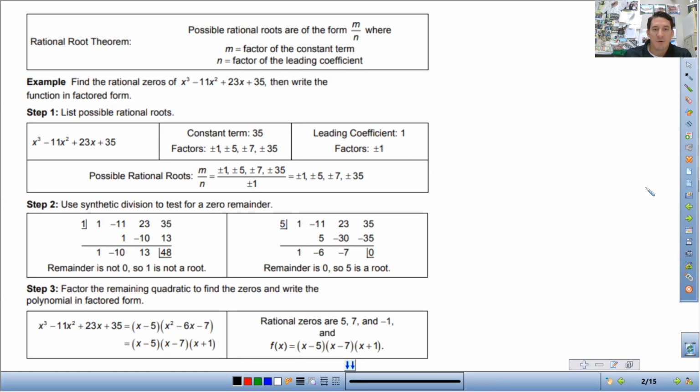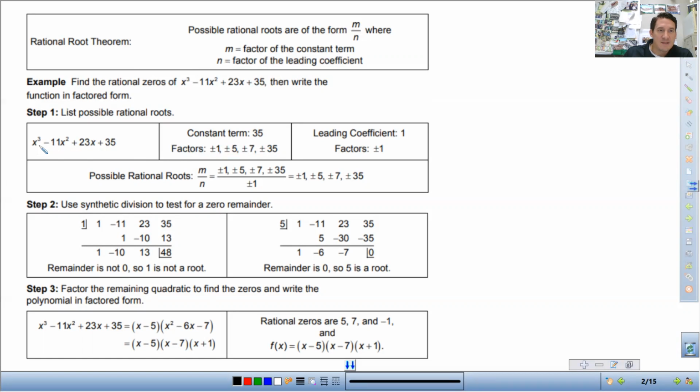Here are step-by-step directions. I'll have a printout of this in class so you don't need to write it all down. But basically, the first step to solving a polynomial equation is to guess and check. You look at the last factor and the first factor. Possible rational roots are of the form m over n. M is the constant term, so the last number, and n is the leading coefficient, so the first number. Divide those and you list them out.